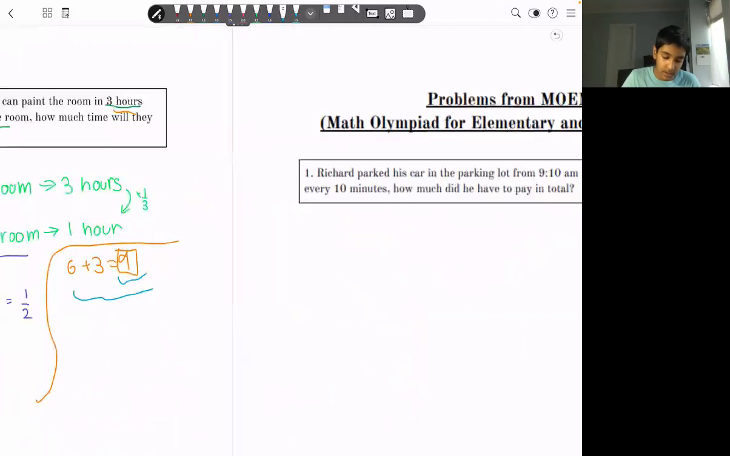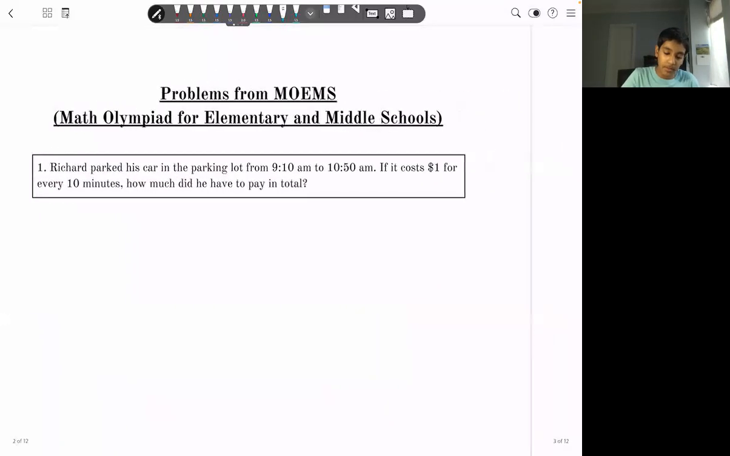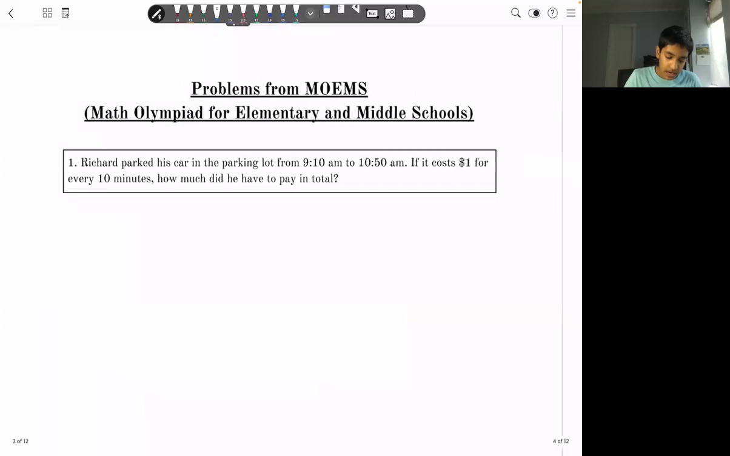Okay, let's move on to problems from MOEMS. Richard parked his car in the parking lot from 9:10 a.m. to 10:50 a.m. and it cost $1 for every 10 minutes. How much did he have to pay in total?